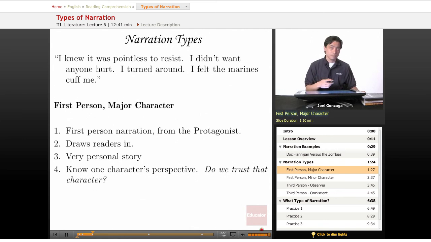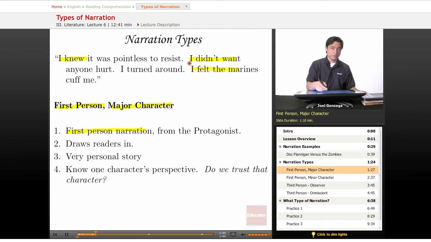The first type of narration is what we call first-person major character. I knew it was pointless to resist. I didn't want anyone hurt. I felt the Marines cuff me. Well, if it's first-person major character, we have what's called first-person narration.